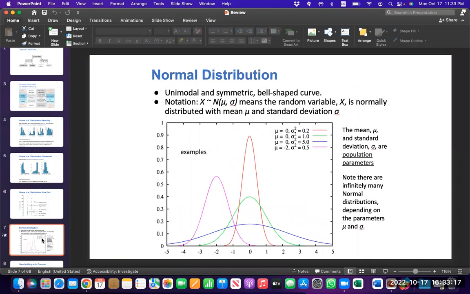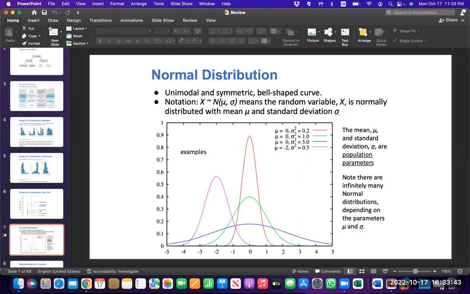The normal distribution needs to be understood. You have a unimodal and symmetric bell-shaped curve in a normal distribution. The notation is that X is distributed as a normal distribution with a mu and a sigma, the standard deviation. So the standard deviation is denoted here as sigma.